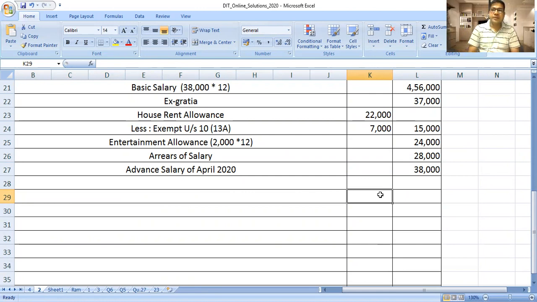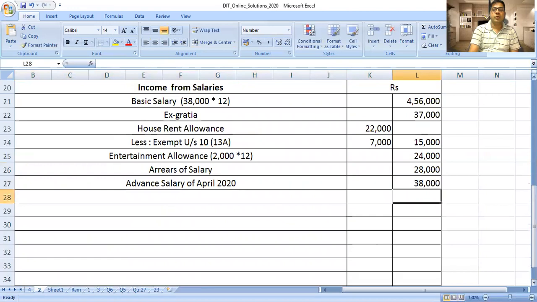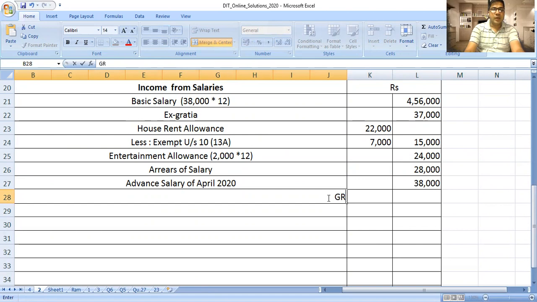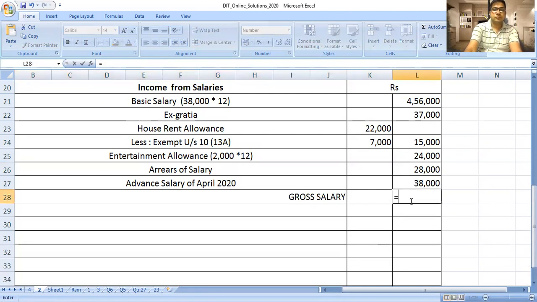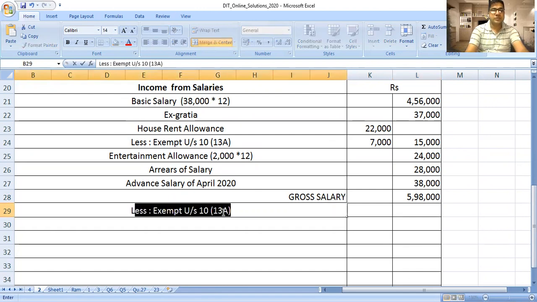After recording this, there is no other information. So we have to find out the total amount of gross salary. Use your calculator and find out gross salary. Yes, it is 5,98,000.